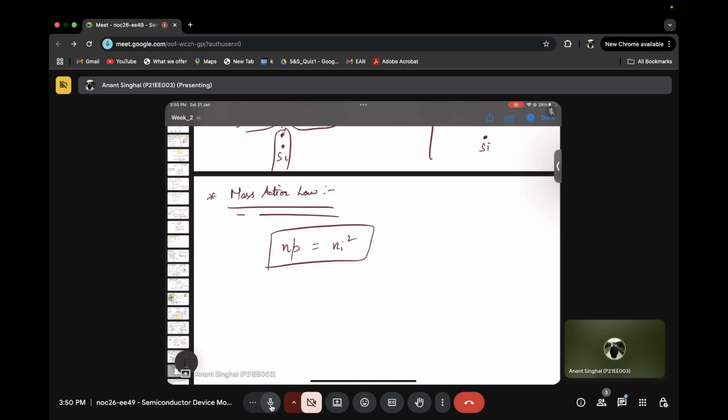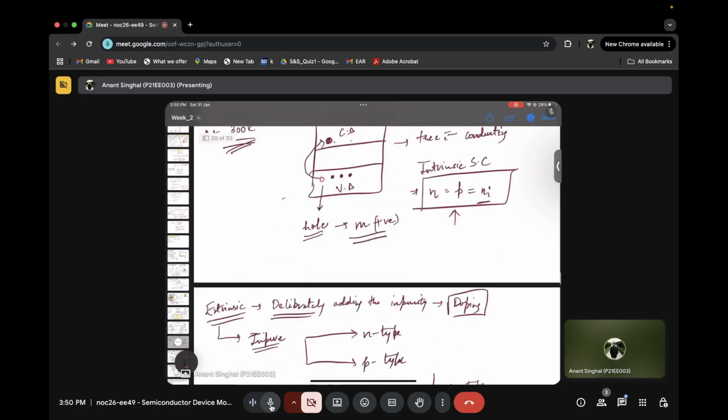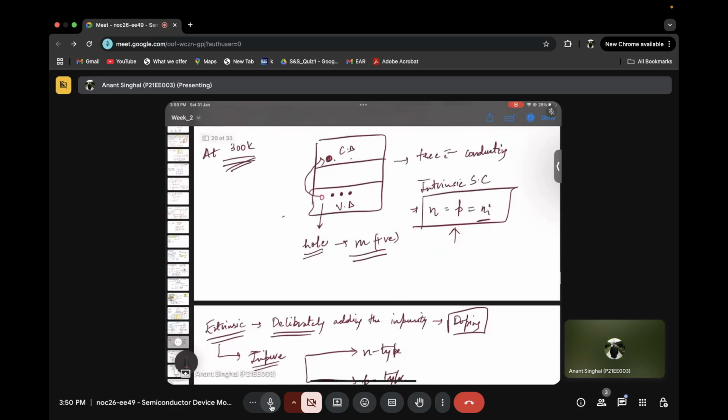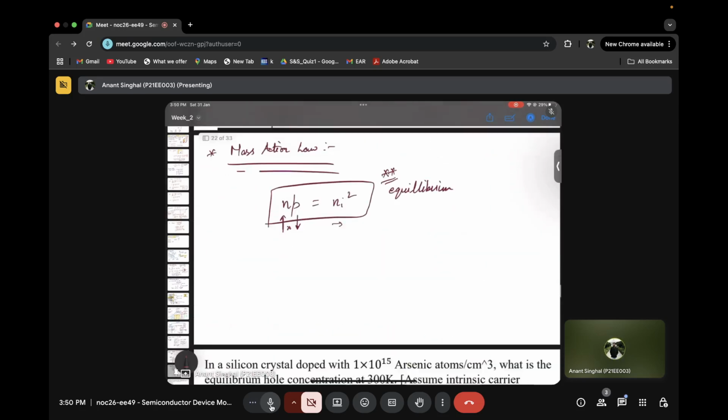Let's say if we try to increase one of them, the other will decrease by default, but the multiplication should always be equal to Ni square, because that is what equilibrium says. So this only holds at equilibrium. This is the main condition. Is this clear till now? Is there any doubt? Yeah, okay. So let's move ahead then.